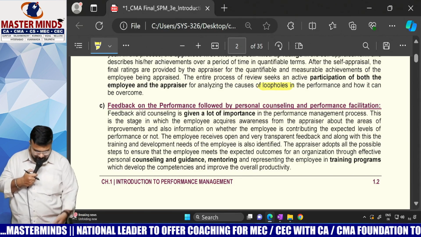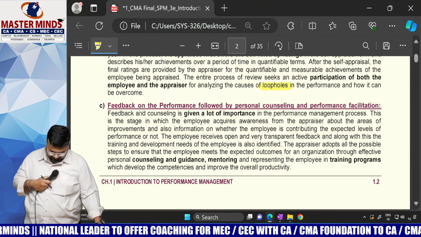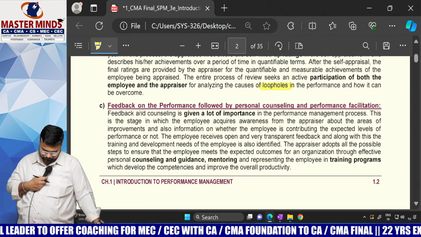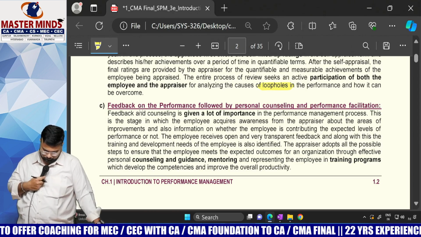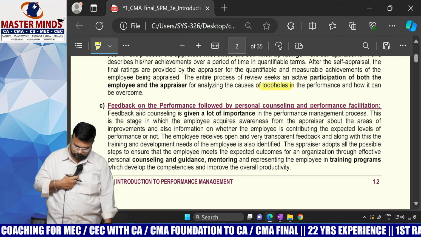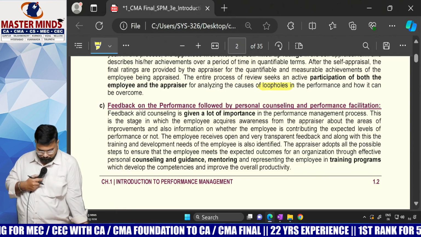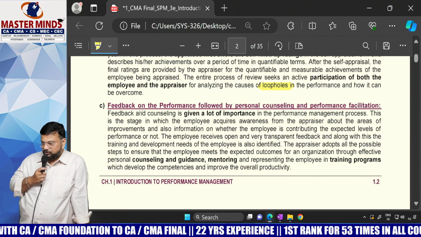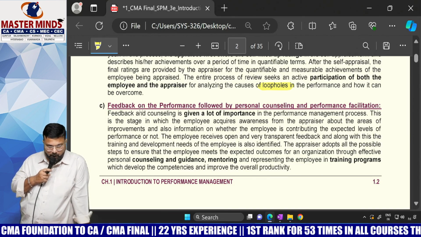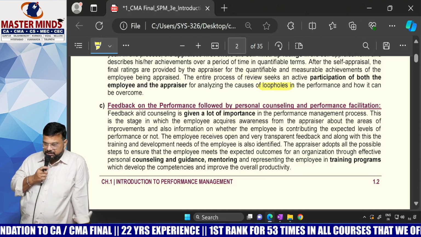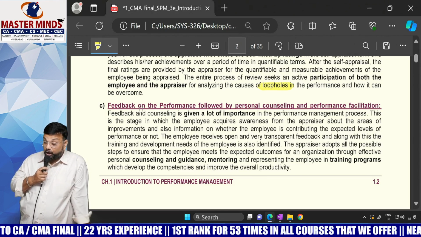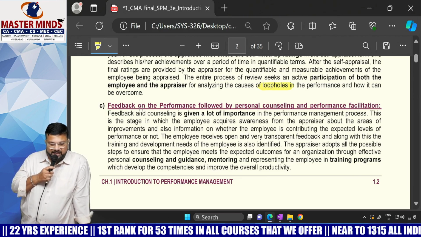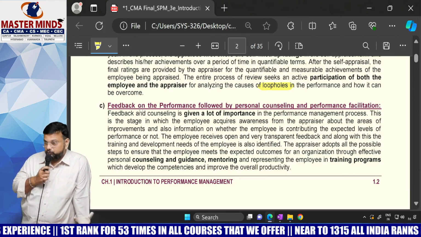Okay, so the same thing we've discussed here. Read it, Nana. Feedback and counseling is given a lot of importance in the performance management process. This is the stage in which the employee acquires awareness from the appraiser about the areas of improvement and also information on whether the employee is contributing the expected level of performance or not. The entire meaning is given in that sentence. Why feedback and counseling are important: once feedback is taken and counseling is given, the employee will come to know what his strengths are, what his weaknesses are, and what are the areas where he needs to improve.